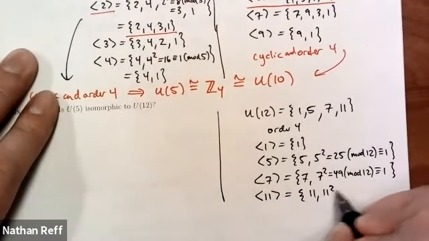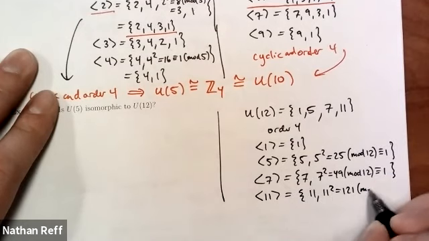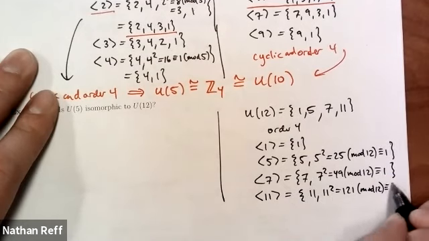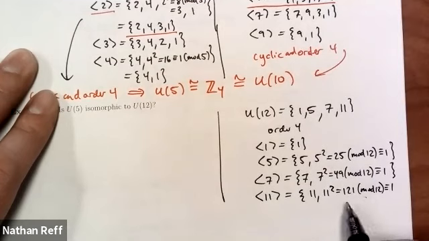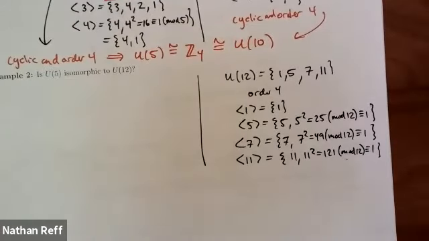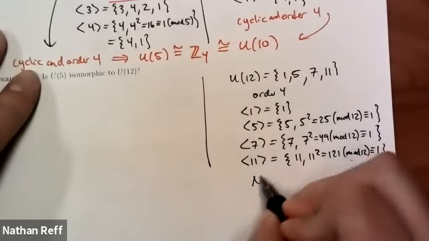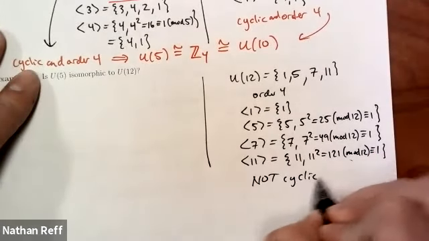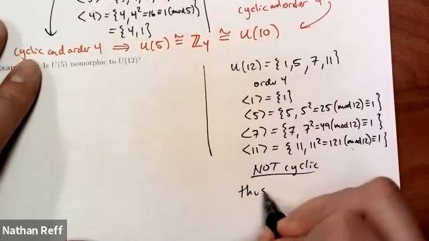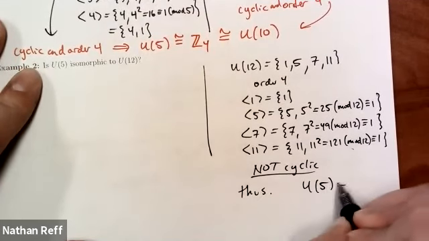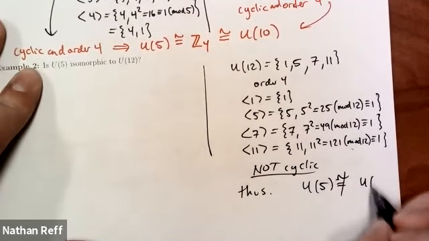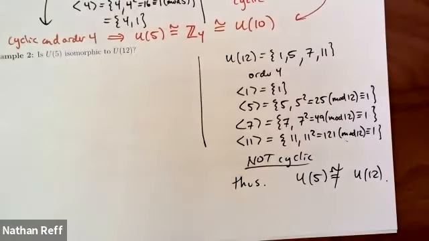11 squared is 121. 121 modulo 12 is 1, because 120 is a multiple of 12, right? Okay, and do you see you're done? This guy is not cyclic. Look, this guy's not cyclic. Not cyclic. Thus, U5 is not isomorphic to U12. Not bad at all, right?